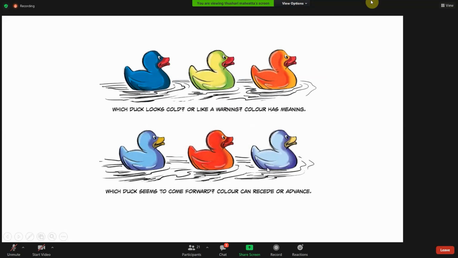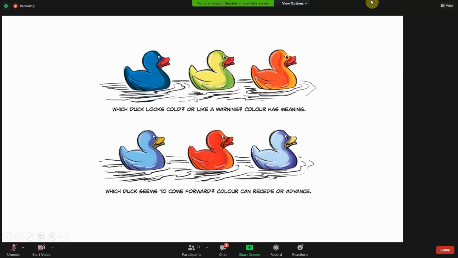And the color. We have not discussed color yet, but you get the idea that color gives a meaning to the image. So which duck looks cold? Give me an answer. Which duck? Okay, the blue one looks more cold.